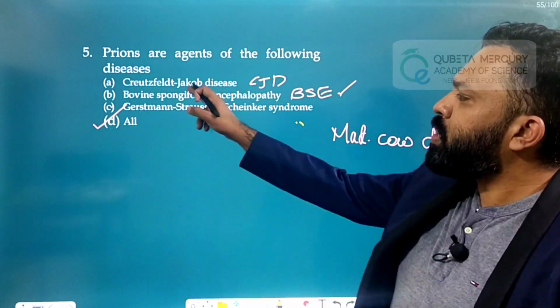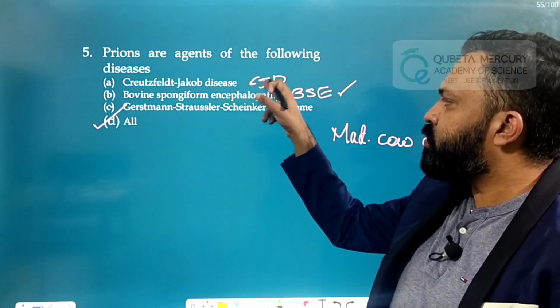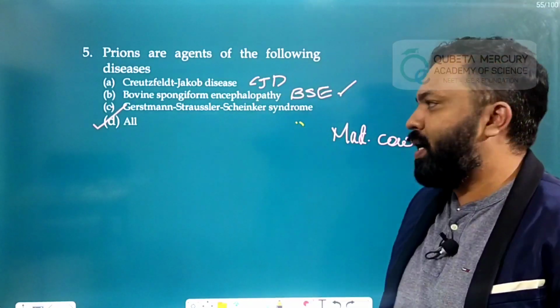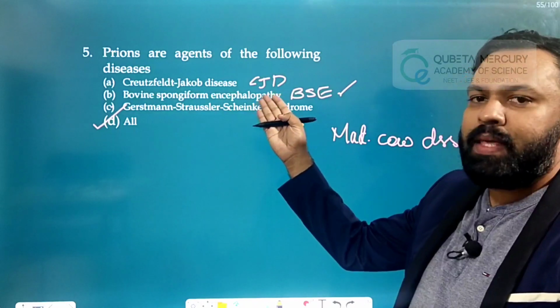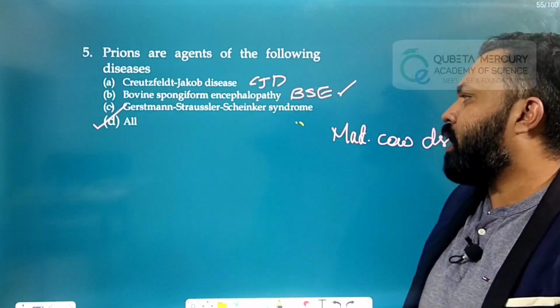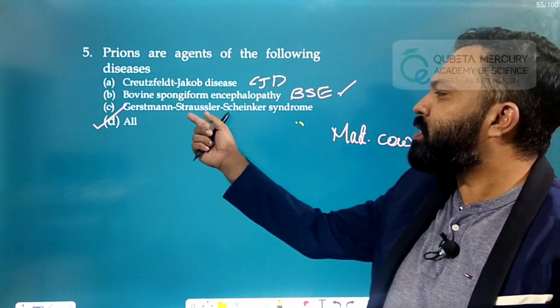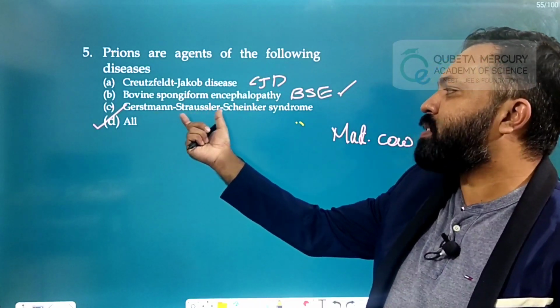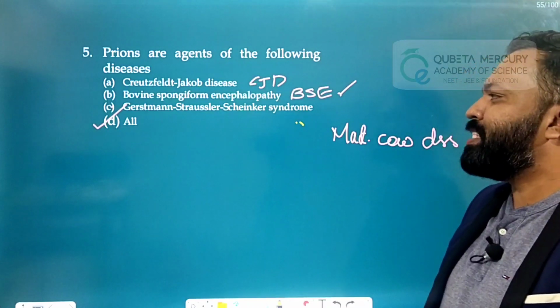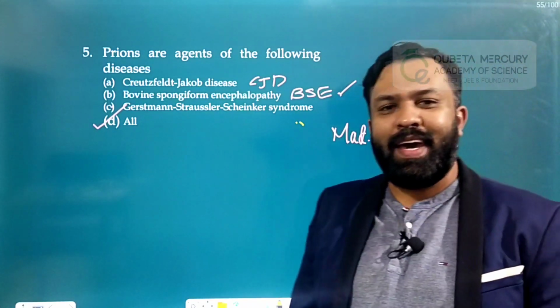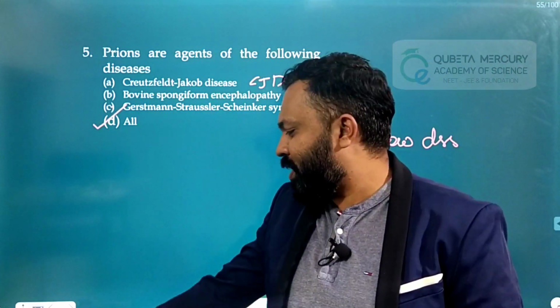That's it. Creutzfeldt-Jakob disease, the CJD, that's there in our NCERT. Bovine spongiform encephalopathy, BSE, that also is there in our NCERT, but it's a new term, right? Gerstmann-Sträussler-Scheinker syndrome, that itself is a Creutzfeldt-Jakob disease. All right, okay. Shall we move on to the next question?